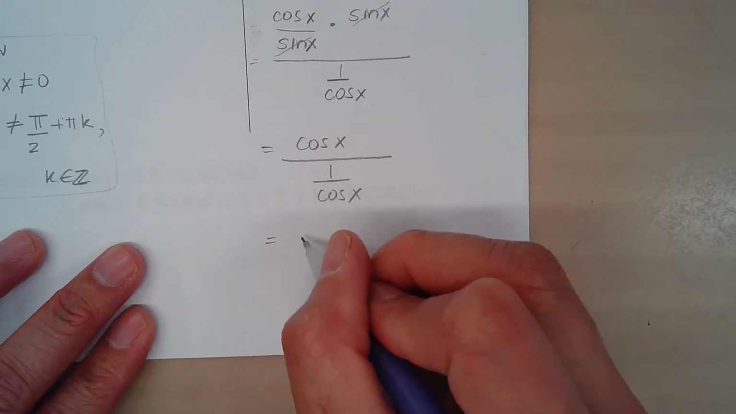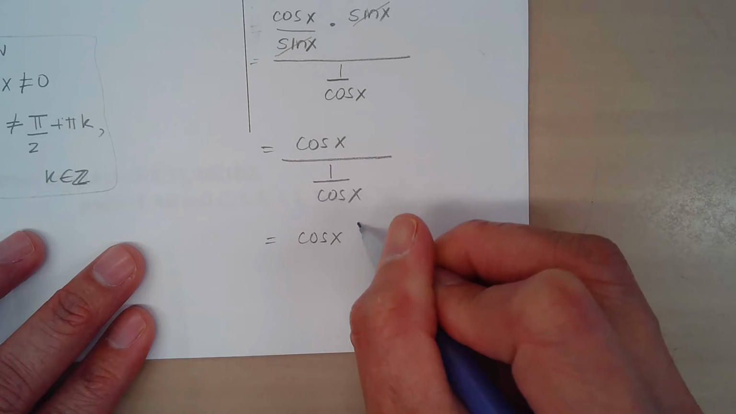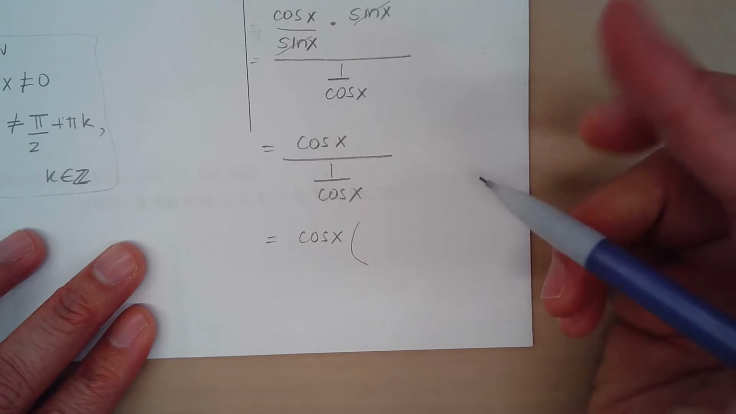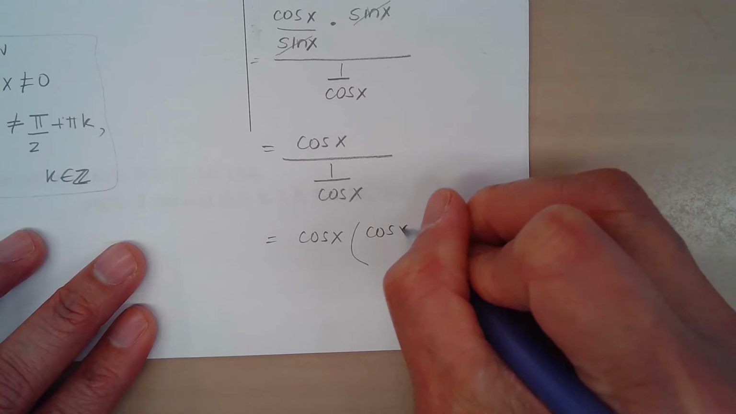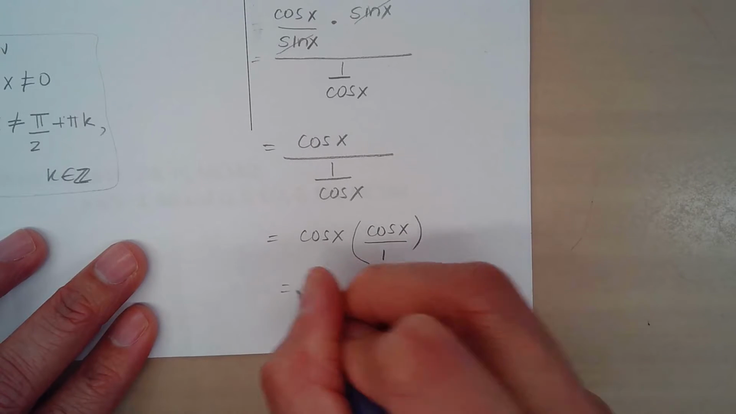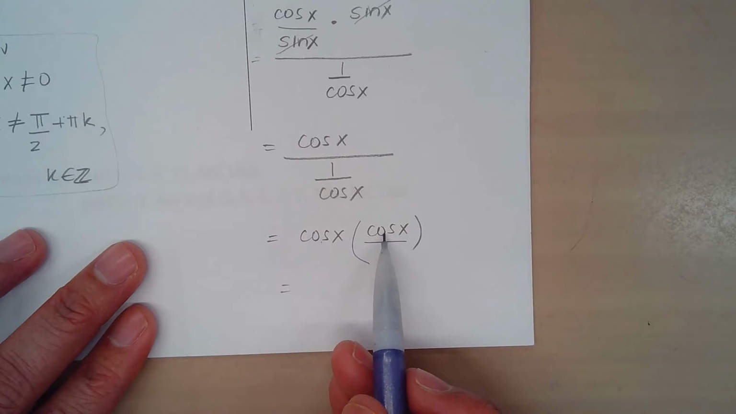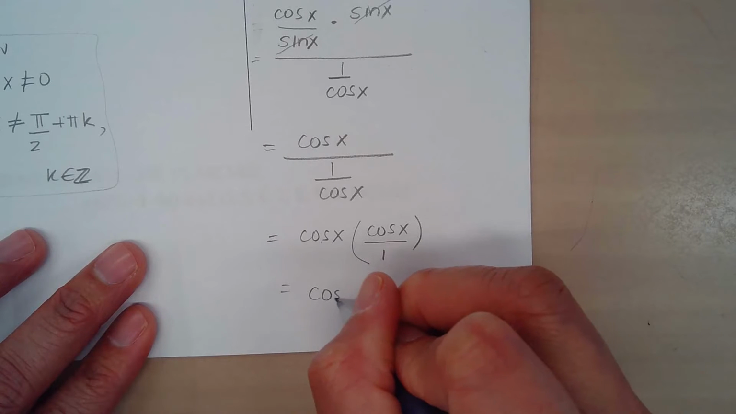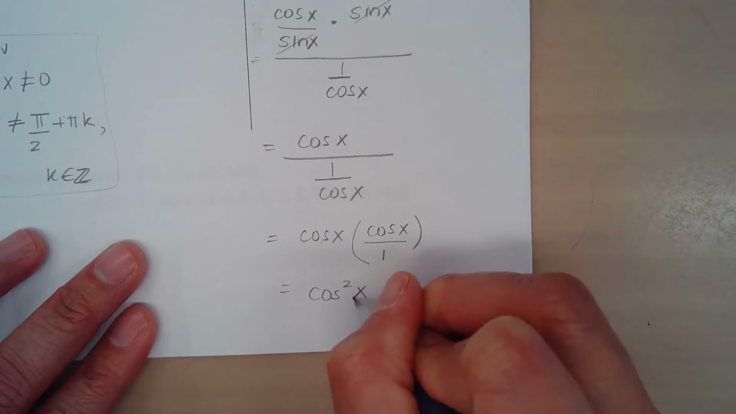And if we do that, cos of x times the reciprocal, cos of x over 1. So that makes it cos of x times cos of x. That's cos squared of x.